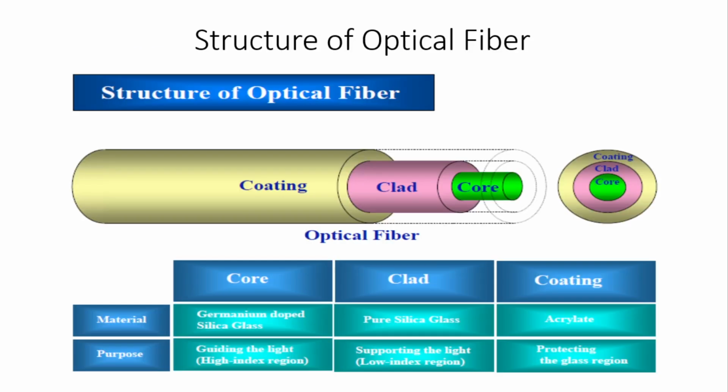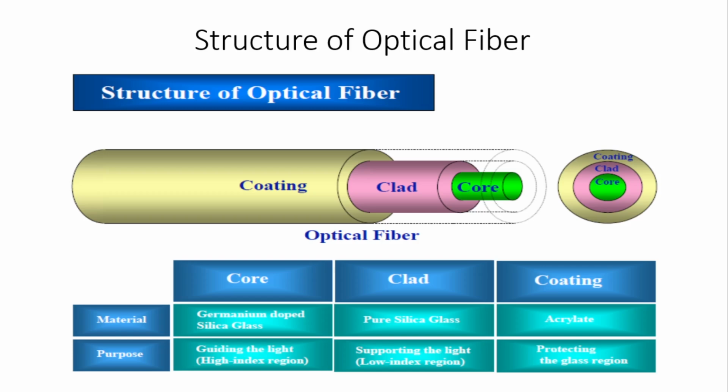This one is the structure of optical fiber. Here it consists of a coating on the outer side. After that comes the cladding, then the core. Means the core is on the inner side, over which there is a cover of cladding, over which there is a cover of coating, and combined together they form the optical fiber.